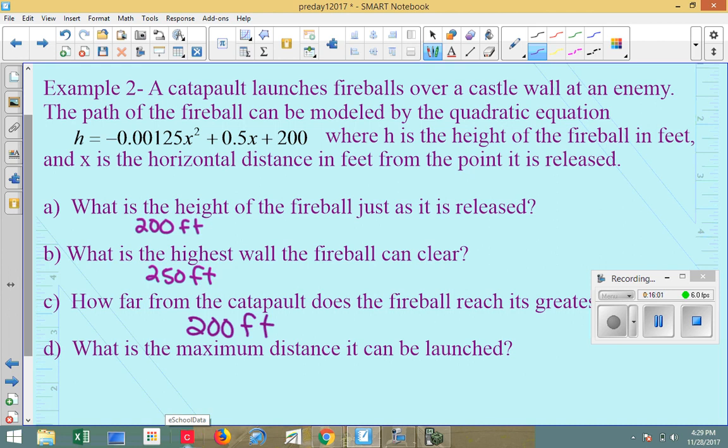Last question, what is the maximum distance it can be launched? Well, if you remember when we did this in class, there's my sketch. This is the point I'm looking for right there. That's the maximum distance it can be launched. So that point is the x-intercept, which means the y value is 0. So I'm looking for the x value that makes the y value 0.